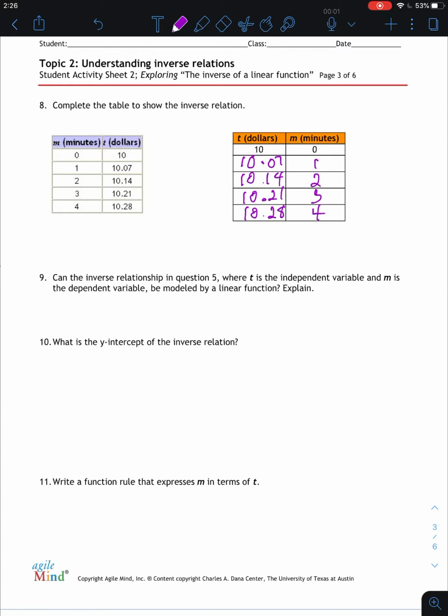Number 8, we were just asked to reverse the relationship to show the table on the right as the inverse relation to the table on the left. So you just switch places with your X and your Y, or your input and your output.